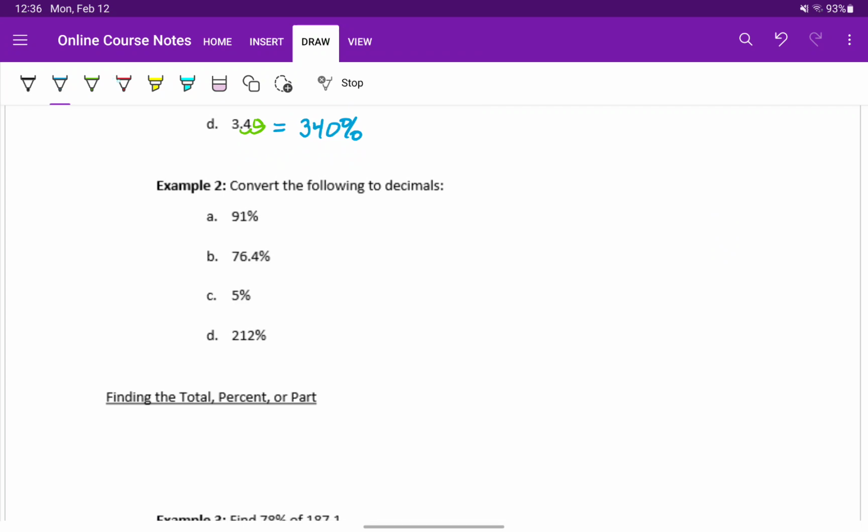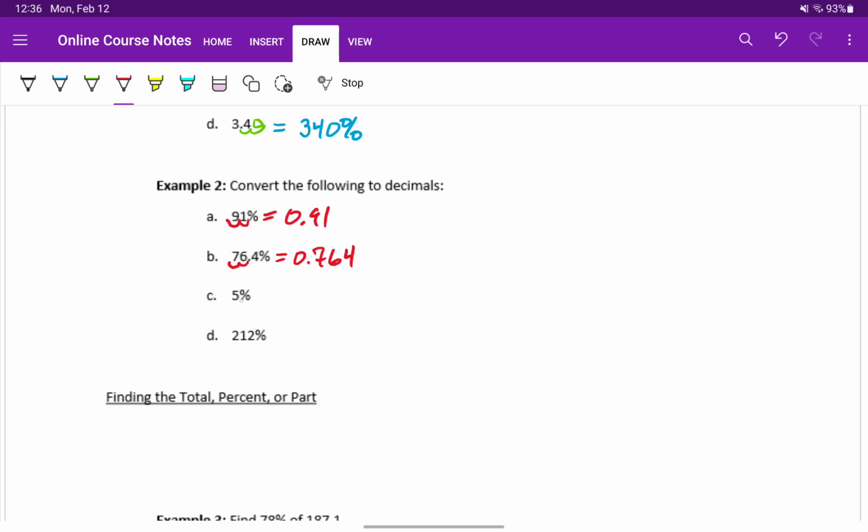To do this the opposite direction, now we want to convert percents into decimals. Starting with 91%, we can move that decimal place once, twice, which again means we're dividing by 100, which will give us 0.91. In B, we'll move that decimal place again 2 places to give us 0.764.